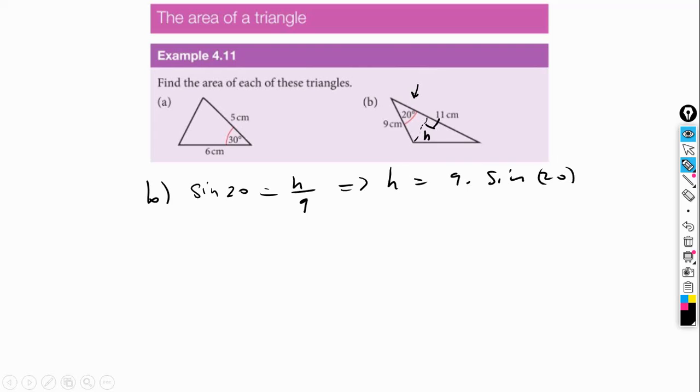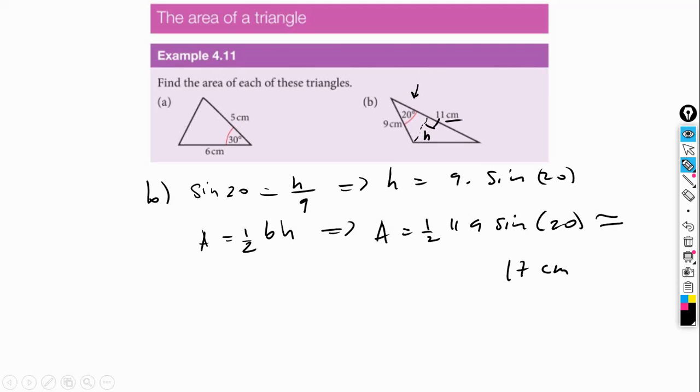Now we can find the area because the area of any triangle is 1/2 base times height. So substituting, we would have that the area is going to be 1/2, and now 11 is the base, so 1/2 times 11 times 9 times sine of 20. Plug this in the calculator, and it's going to give you approximately 17 centimeters squared.